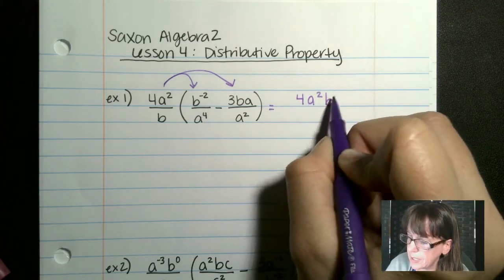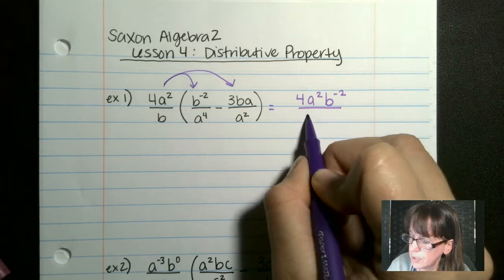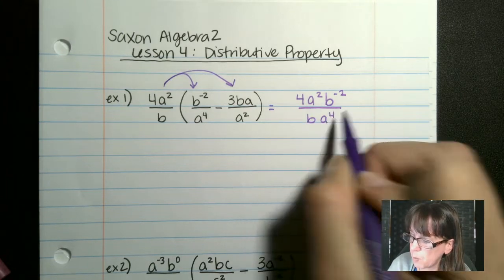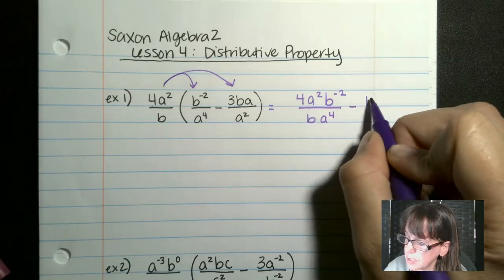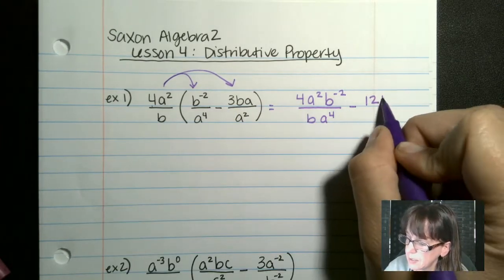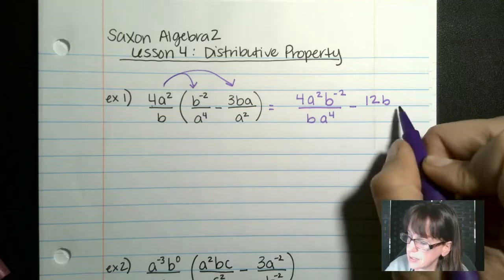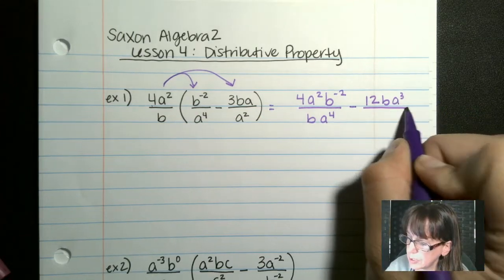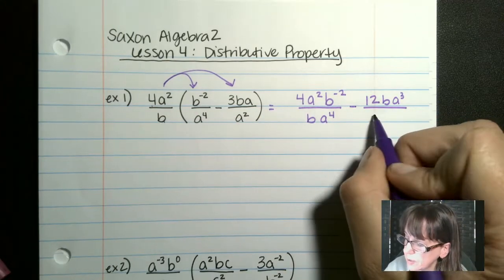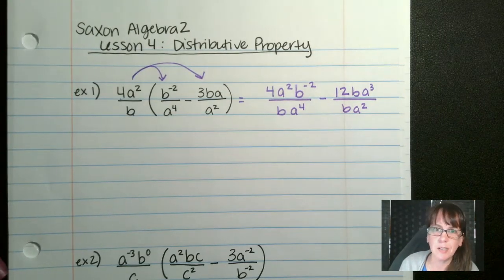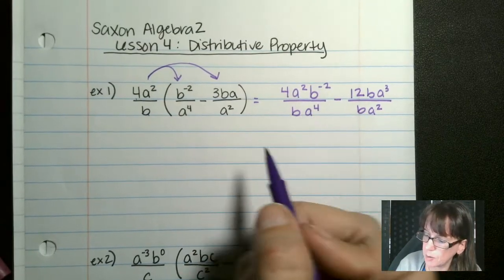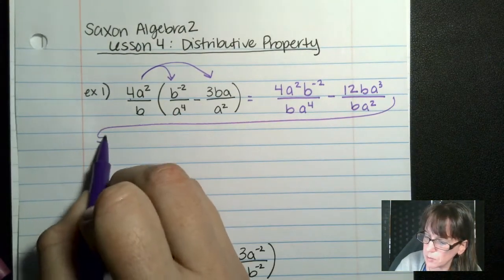4a squared b to the negative 2 over b a to the 4, minus 4 times 3 is going to give me 12b, and then I have 1a here, 2a's here, so a to the 3rd over b times a squared, b a squared. All right, so we've got to clean this up. At the very least, I want to put it into alphabetical order, and I want to move any negative exponents downstairs. So I'm going to go right over here.